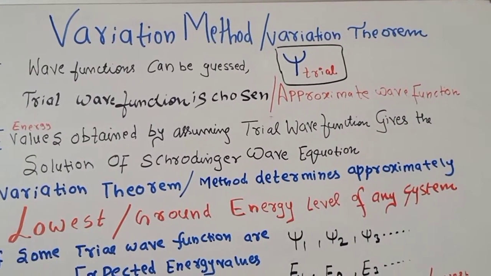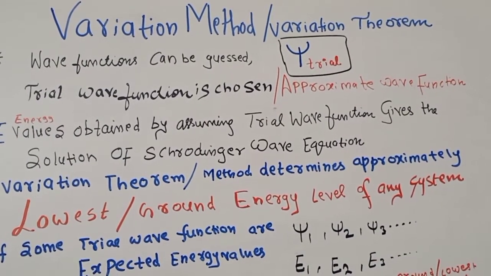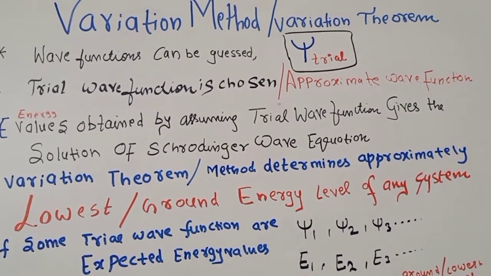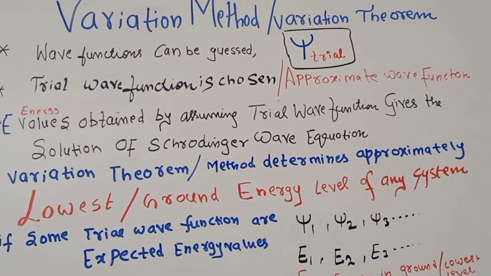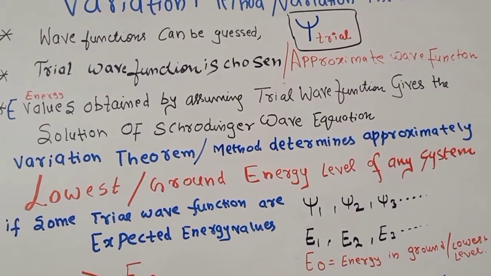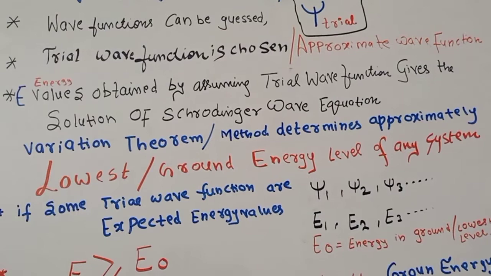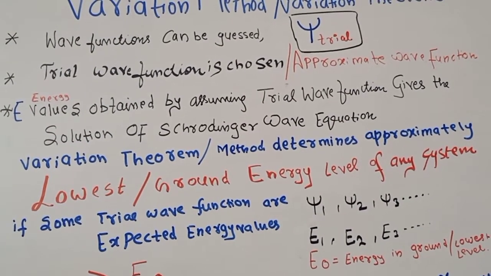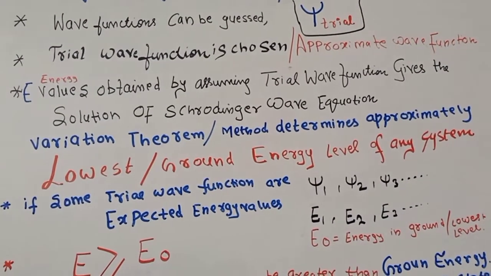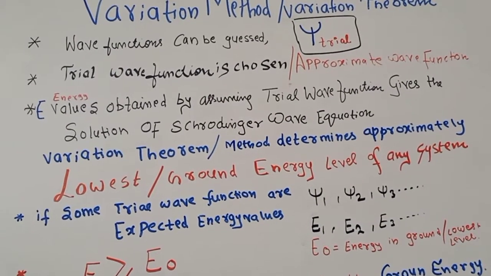Variation method is also termed as variation theorems, and we can say that the wave functions can be guessed. So we will take some trial wave functions, which we can write as psi trial, and these trial wave functions can be termed as the approximate wave functions. Means by the solutions of these we will get the energies equal to those of the Schrodinger wave equation. So the energy values obtained by assuming the trial wave functions will give the solutions of the Schrodinger wave equation, and the variation theorem determines approximately the lowest energy, the energy in the ground level.